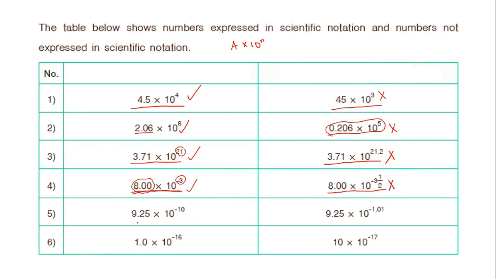Okay, someone else, not Tana, not Wichasin. Number 5. What do you think about this? Is it scientific notation or not scientific notation? It is scientific notation. Why? Because 9.25 is more than 1, but 9.25 is smaller than 10, right? Yes. Then about the power of 10? The power of 10 is an integer, right?